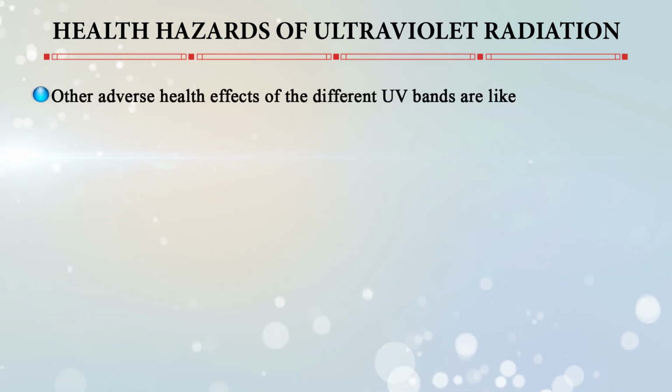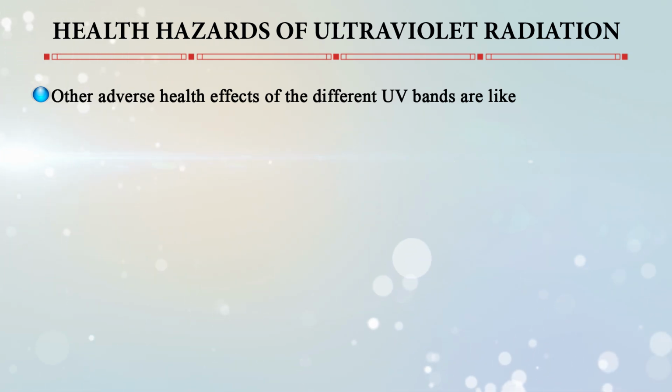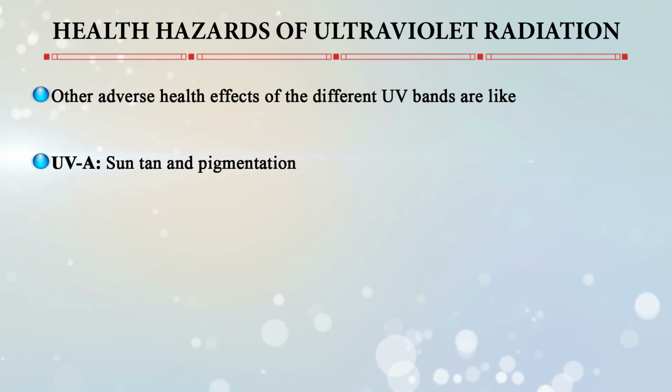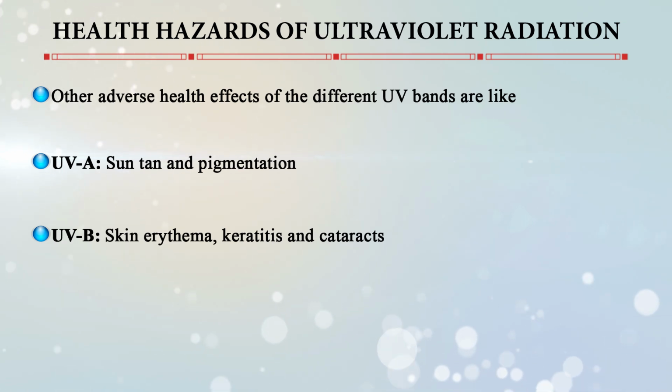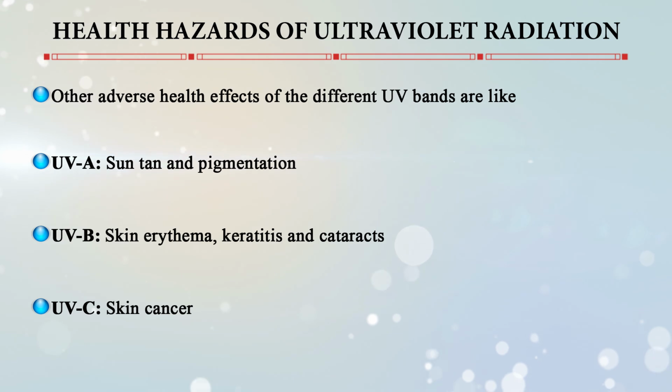And some other adverse health effects we can observe in the UV bands. UVA definitely causes suntan and pigmentation. UVB causes skin erythema, keratitis and also cataracts. UVC radiation causes skin cancers. Photosensitizing products, either natural or synthetic chemicals, or sometimes coal tar products and drugs like ibuprofen, increase the sensitivity of skin to UV radiation. Most of the UVC radiation is filtered by the ozone layer, which is a plus point for us, and both UVA and UVB cause melanoma and non-melanoma skin cancers.